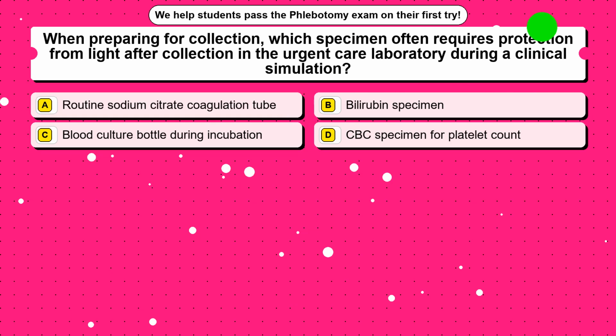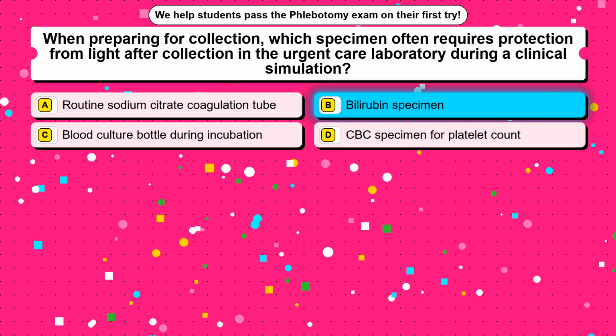Question 66. When preparing for collection, which specimen often requires protection from light after collection in the urgent care laboratory during a clinical simulation? Option A. Routine sodium citrate coagulation tube. Option B. Bilirubin specimen. Option C. Blood culture bottle during incubation. Option D. CBC specimen for platelet count.